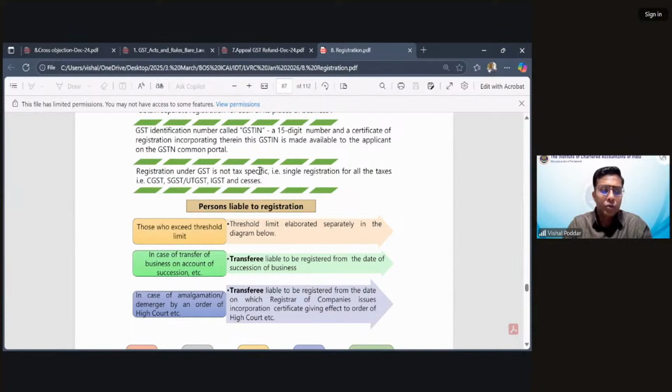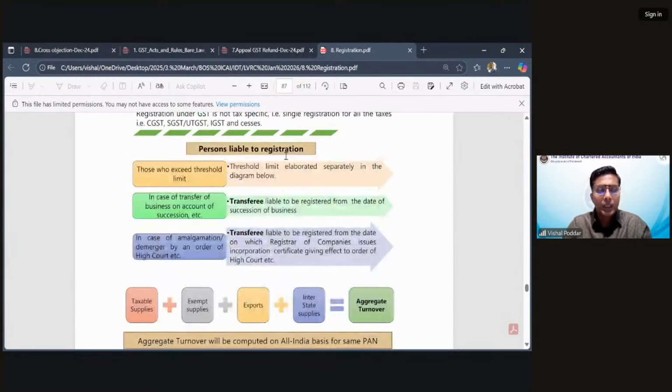Answer is no. So registration need not be taken for every tax. If you are registered for CGST, you are automatically registered for SGST, IGST, all. So registering in one state, for one tax, is equivalent to registering for all taxes. That is what is important: registration need not be taken tax wise.